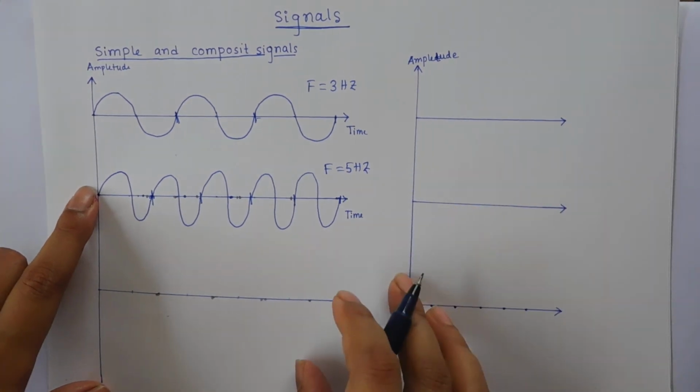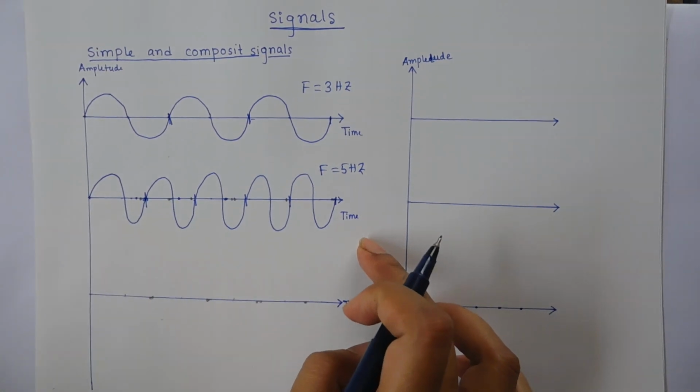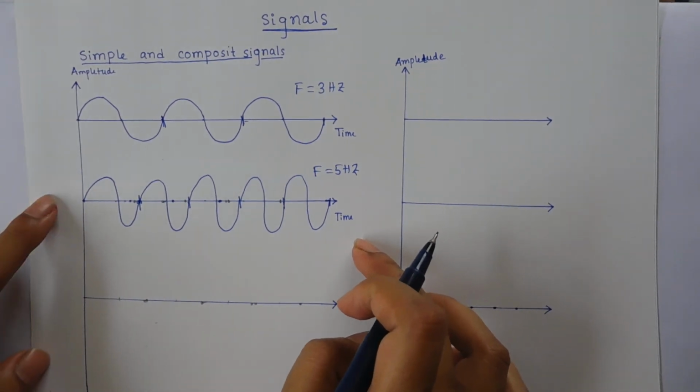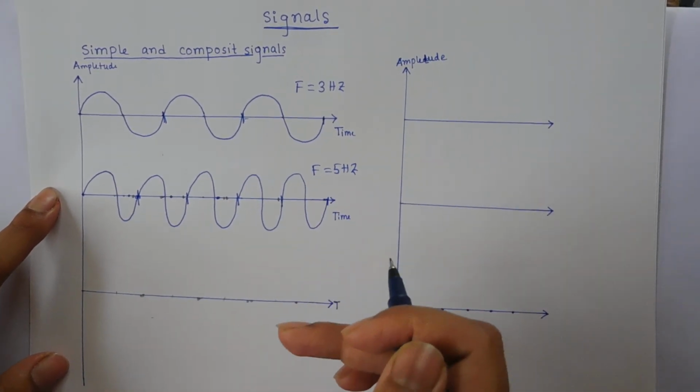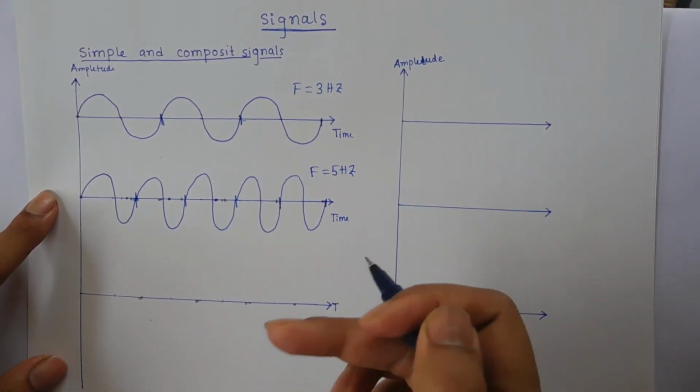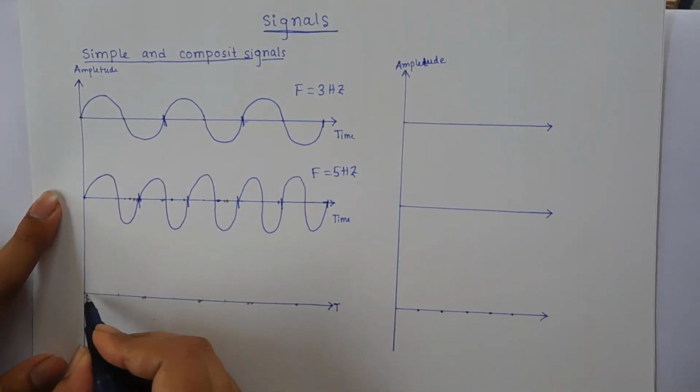Okay, now these are 2 simple signals. If we overlap 2 simple signals, we can find a composite signal. Suppose these 2 signals overlap. So how does it look?